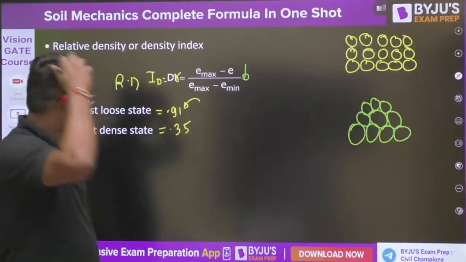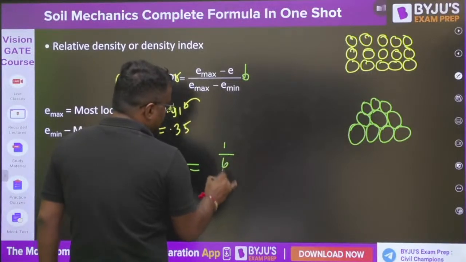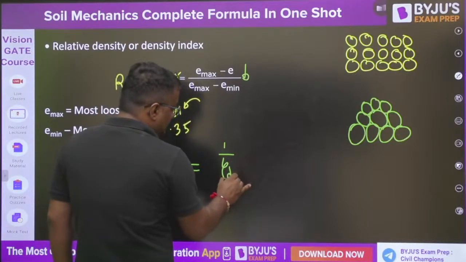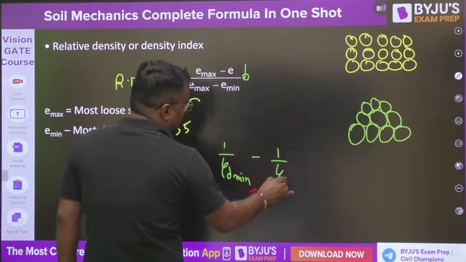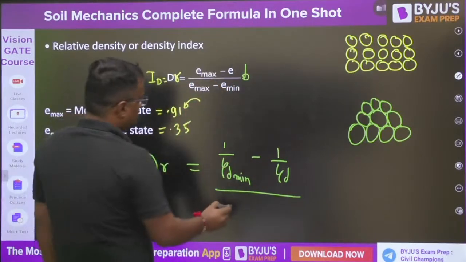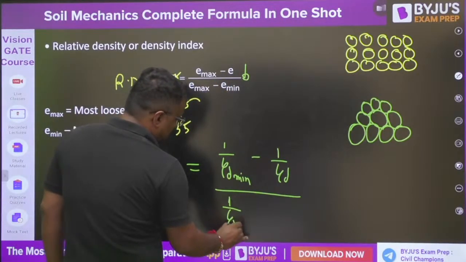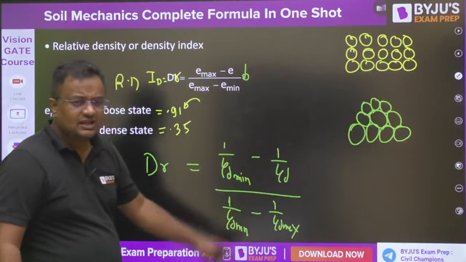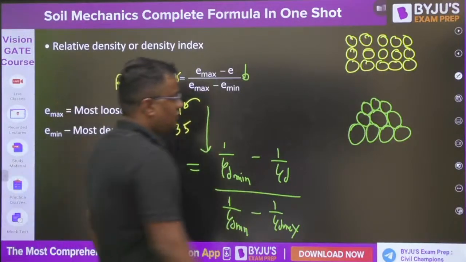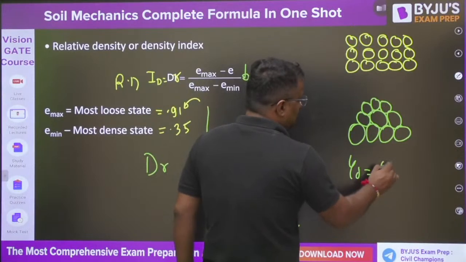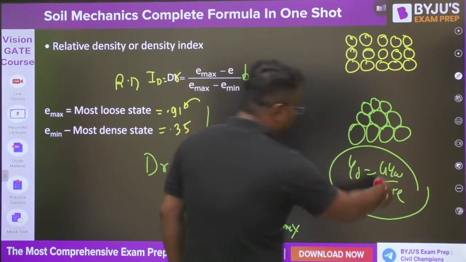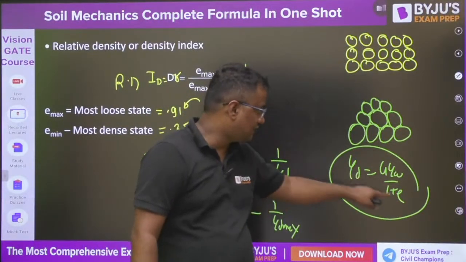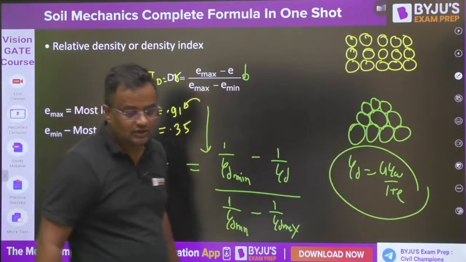I am not going into the derivation, but this can also be represented as DR. When voids are maximum, then density will be minimum: 1 by gamma D minimum minus 1 by gamma D, where this E means natural case, upon 1 by gamma D minimum minus 1 by gamma D max. And when E is minimum, density is max. You can directly prove this from the formula gamma D is equal to G gamma W upon 1 plus E. From here find E. When E is max, gamma D will be minimum. When E is minimum, gamma D will be maximum. Find E, put it here, and you will get this. Give me yes or no, everybody, in the comment section.